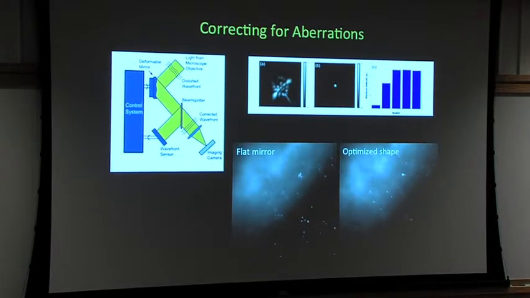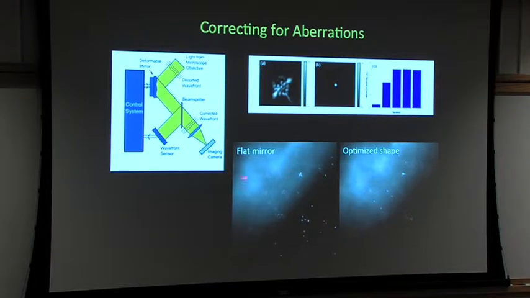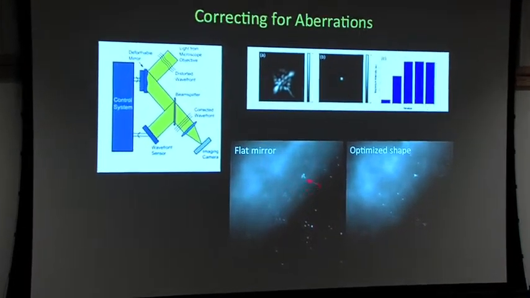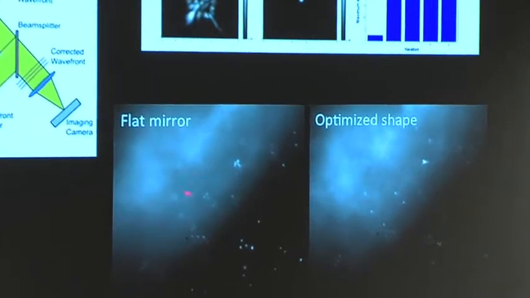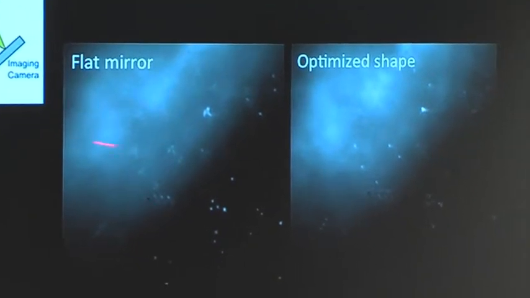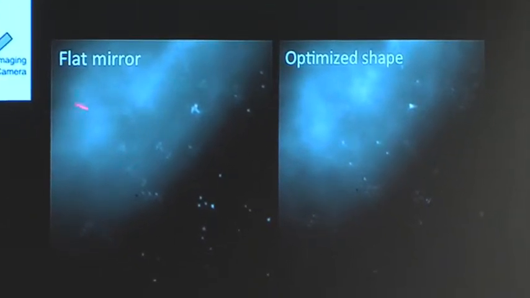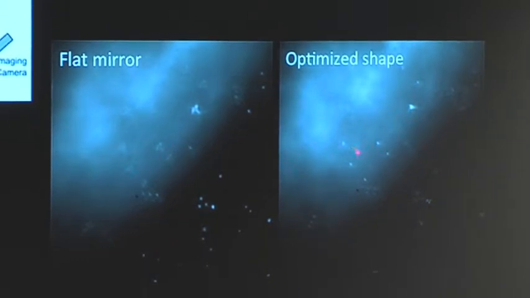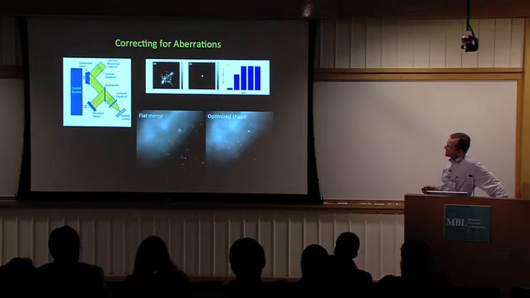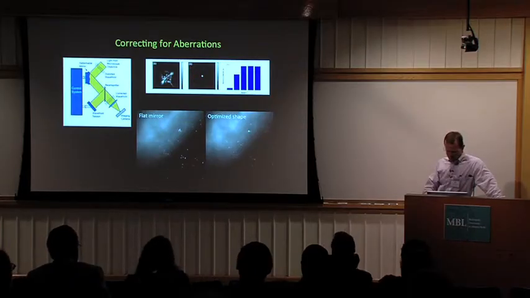Here's a quick example. This is a C. elegans worm, and if you look at some beads that are on a cover slip below the worm, you can see that they can be strongly distorted by the body of the worm. You can use adaptive optics, which is a mirror where you can locally deform the shape, to get much sharper images from each of these spots by correcting the aberrations. Again, there's going to be more of this in our poster.